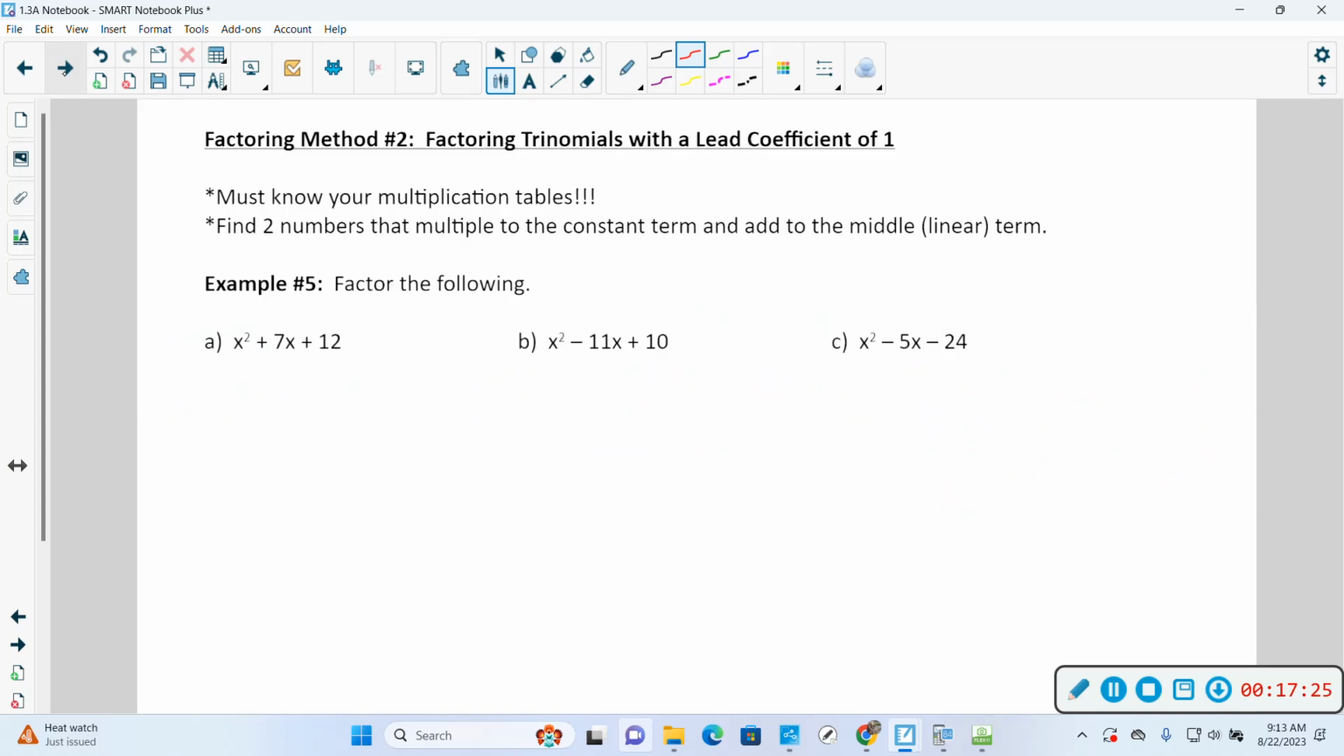All right, here you just got to know your times tables. Trinomials, 3 terms, with a lead coefficient of 1. So these all have 1x squared in the beginning. That's what they're talking about. So here's where we're going to do our times tables. We're going to multiply to the constant term, the last number, and add up to the middle, the linear term. All right, knowing what multiplies to 12 and adds to 7. 4 and 3, so x plus 4, x plus 3.